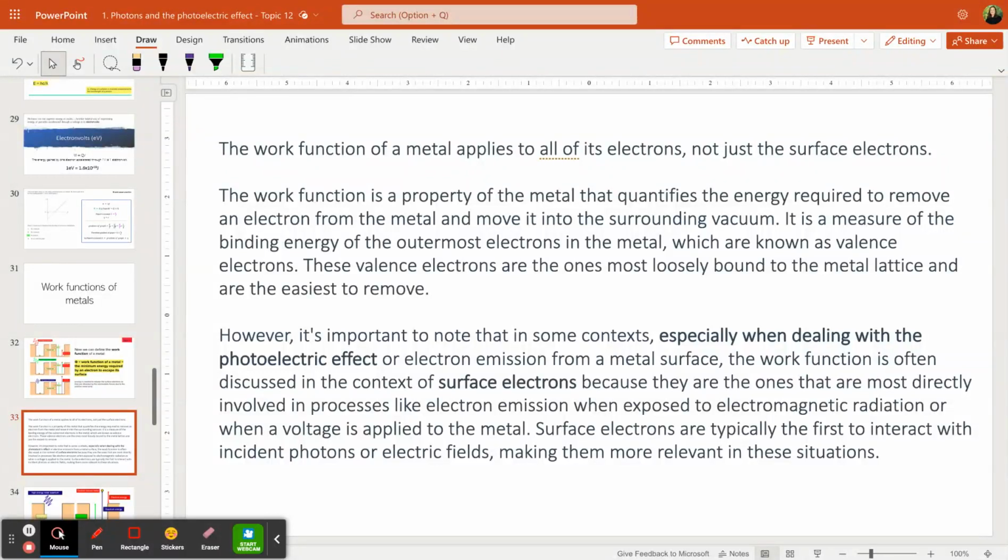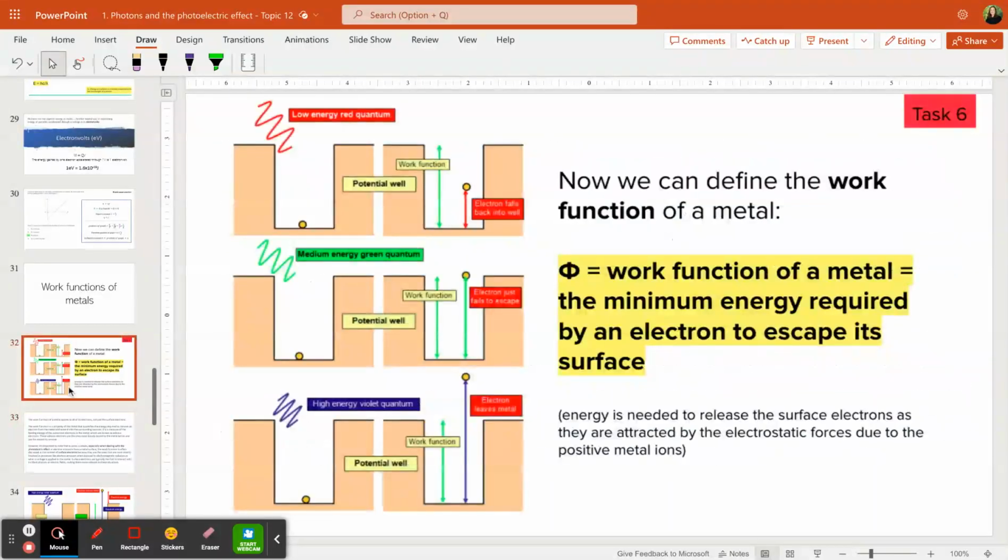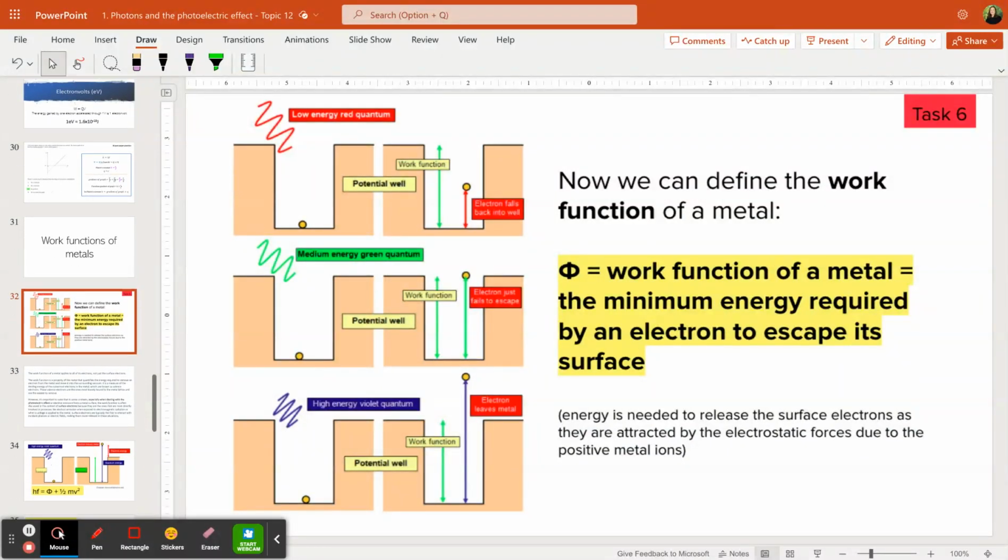So for IB level, we're only talking about the surface electrons, because those are the ones that are most likely to have interacted with the photons. Okay, so that's why we say it's to escape its surface.